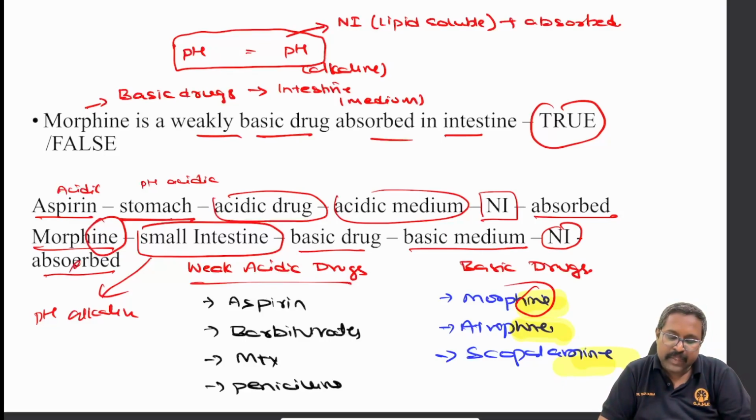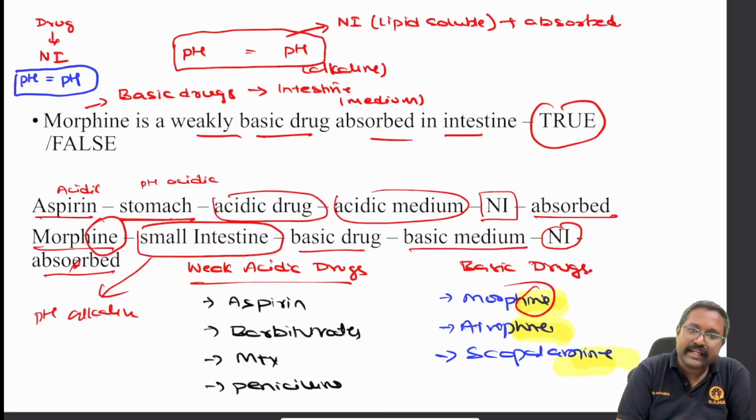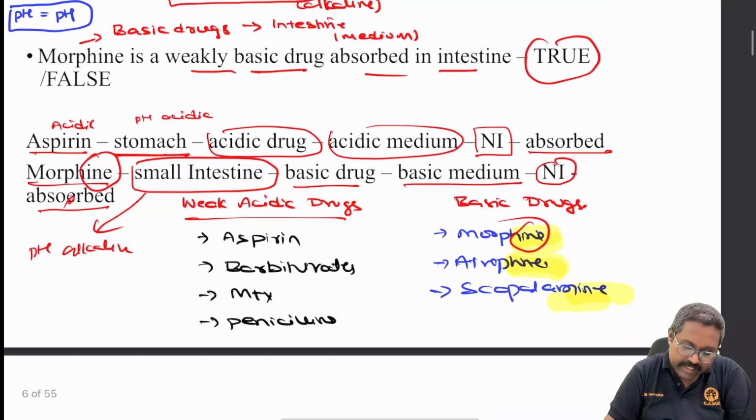Is that clear? So basically what you remember is, for the drug to be in a non-ionized form, what should happen? The drug should exist in the same pH as that of the medium. If an acidic drug is given, it gets absorbed in the acidic medium. If you give a weakly basic drug, the basic drug will be absorbed easily through the basic medium that is in the intestine. Is that clear?